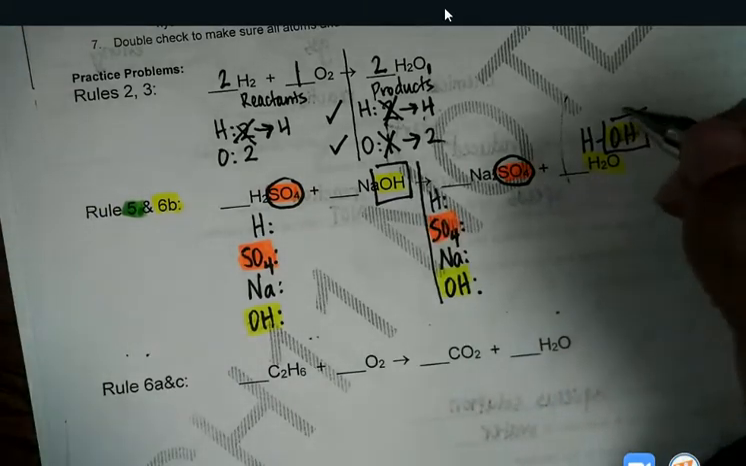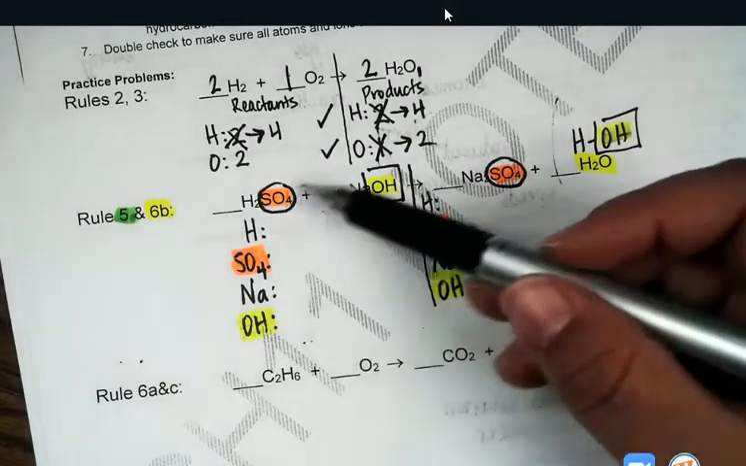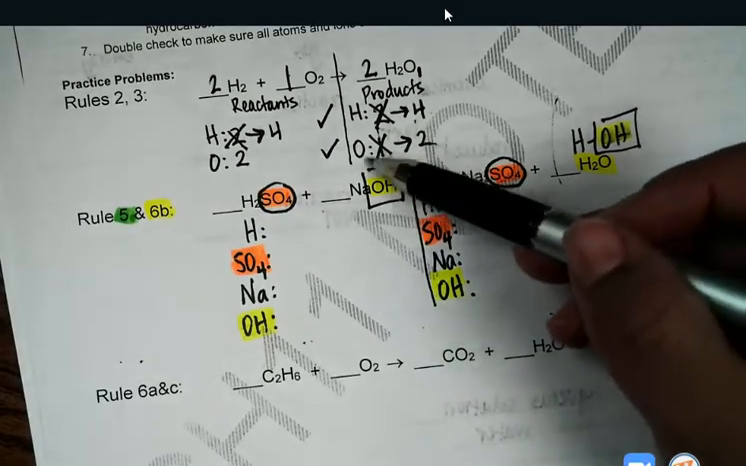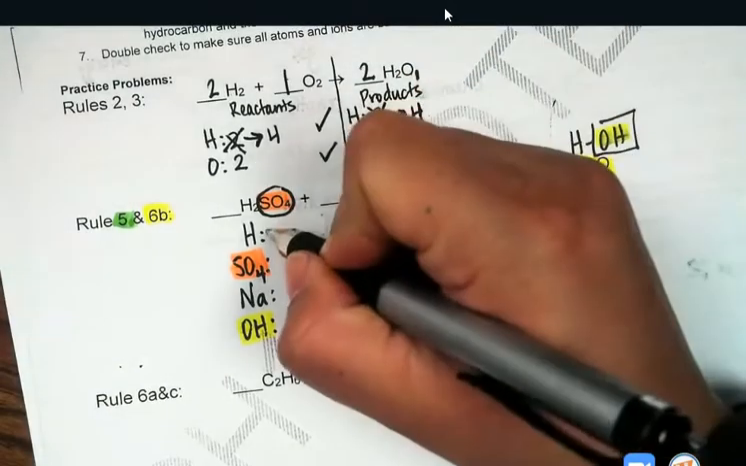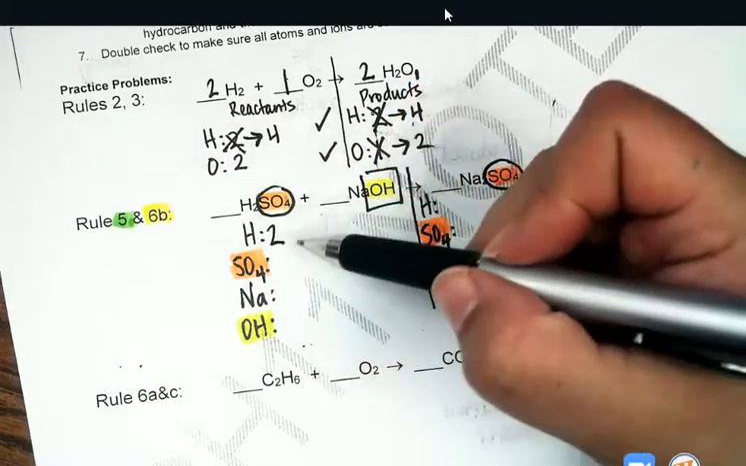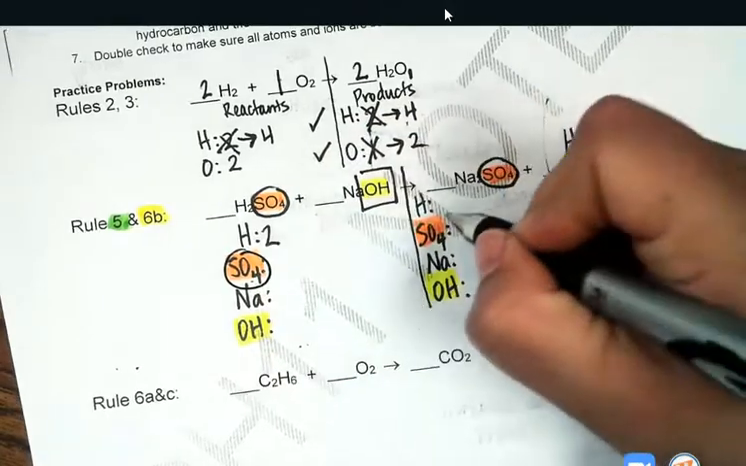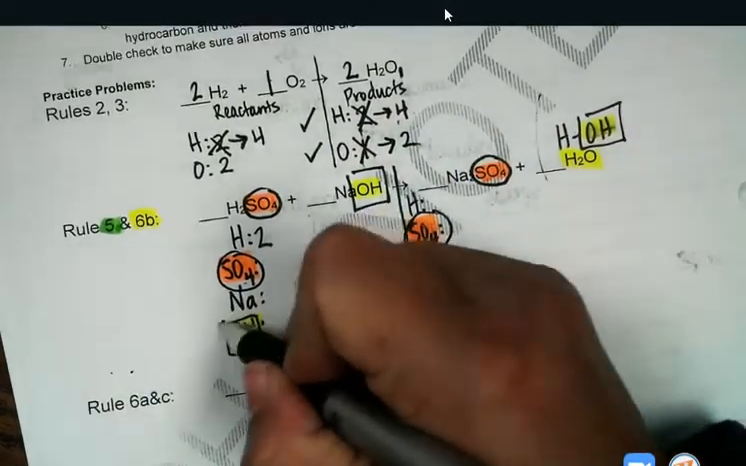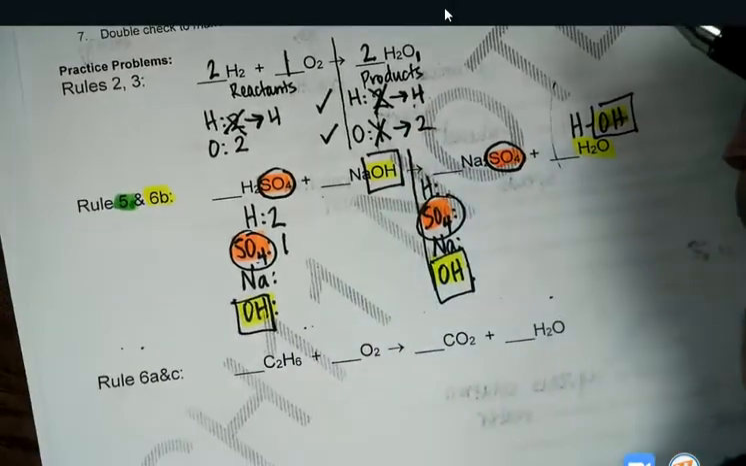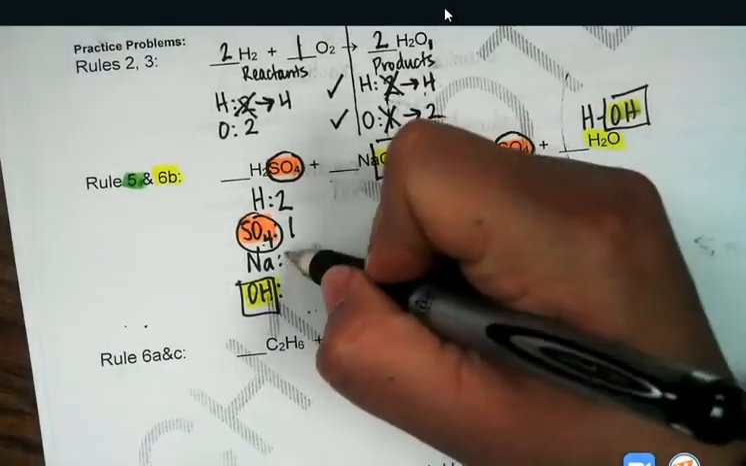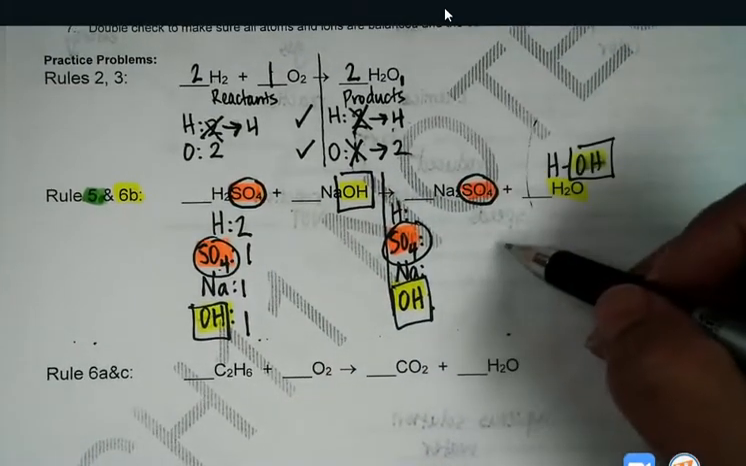So now, I look at my equation. How many H's do I have? 2. And you might say, but what about this H? Remember, we're keeping this together over here. So how many H's do I have? Just 2. How many SO4s? Don't tell me 4. SO4, we've decided to group together. OH is grouped together. So there's only one SO4, not 4. Na's 1, OH 1. Over on this side, how many H's do I have?